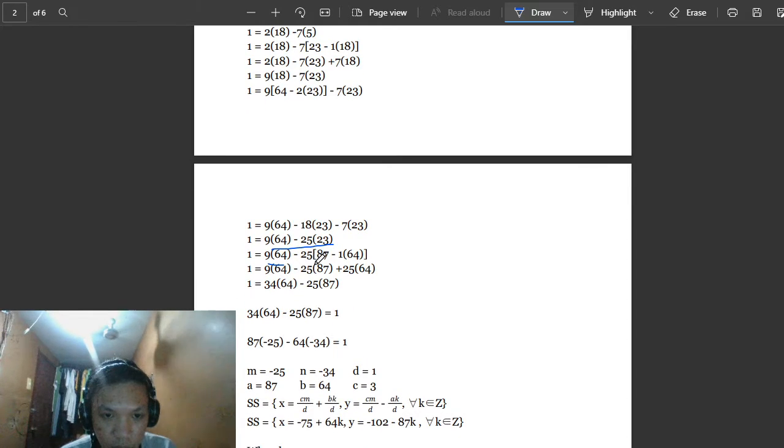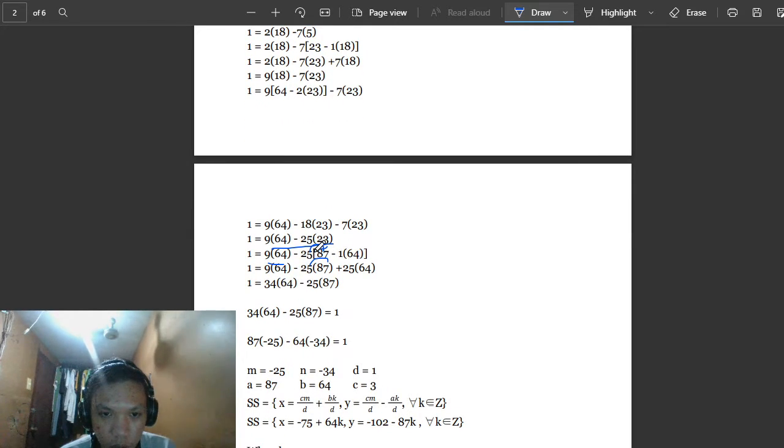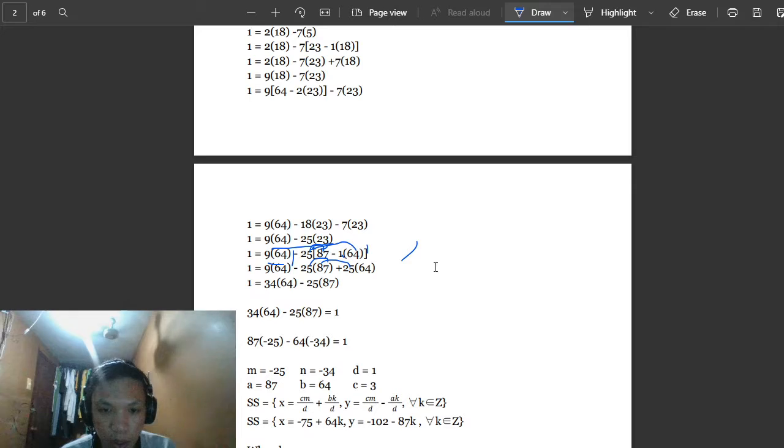So here we can see it has been multiplied, and the cross terms taken. Here 25 times 87, then 25 times 64, since it is times 1, so just 25. Then 25 times 64, then copy 9 times 64. Only the left side can be combined, so combine the left side. Then 1 equals 34 times 25.